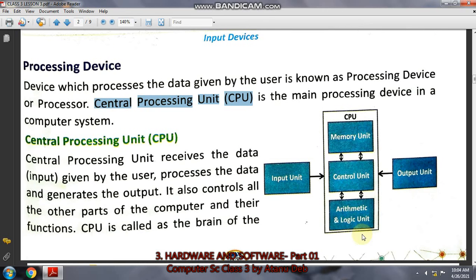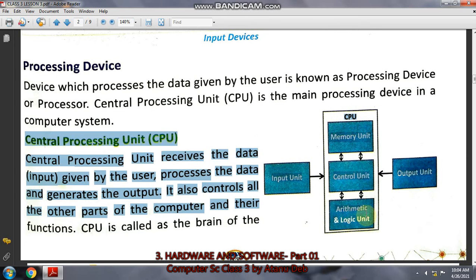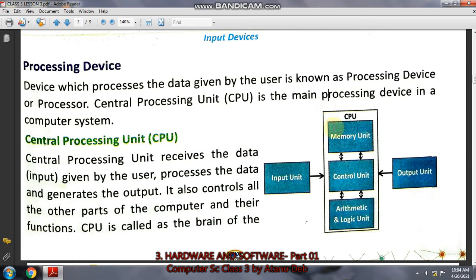It looks like this. It is divided into the memory unit, control unit, and arithmetic and logical unit. So the input device goes into the CPU. This is the cabinet, the big black box of the computer. With the help of keyboard and mouse, instructions are given to the CPU, and after the computer processes it, everything is processed here in the CPU, then the output is given with the help of an output device like the monitor or printer.